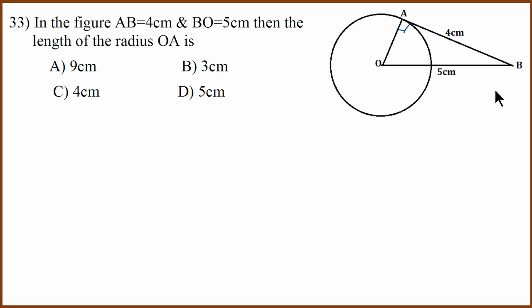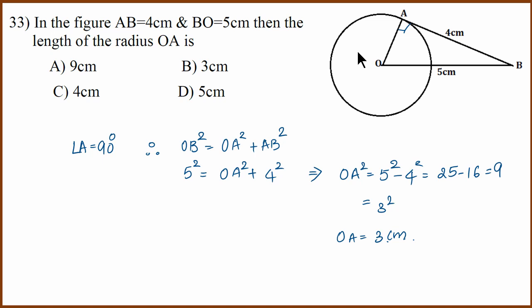32nd question. It's again a Pythagoras theorem question. They have given the length of the tangent as 4 cm and the distance to the center as 5 cm, and asked to find the radius. So in this type of question, if we use the Pythagoras theorem, what do we get? OB square, which is hypotenuse square, is equal to radius square plus tangent length square. If we substitute, we get OA as 3 cm. It's easy to find, right? 4, 3, 5 are the Pythagorean triplet, which means this has to be 3. Correct answer is B.